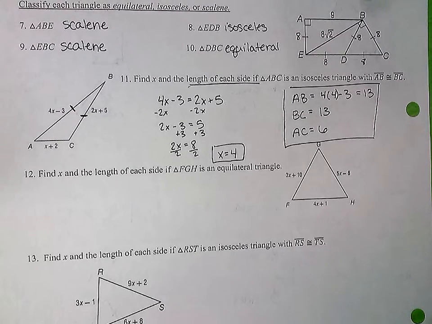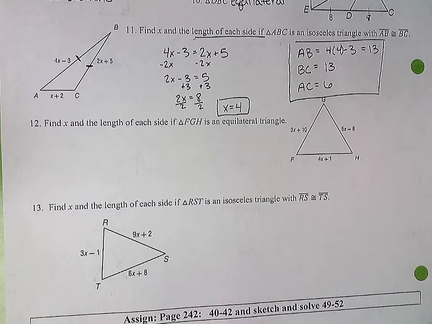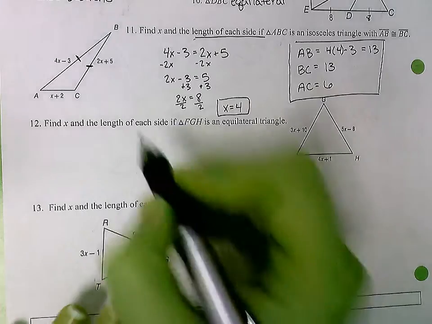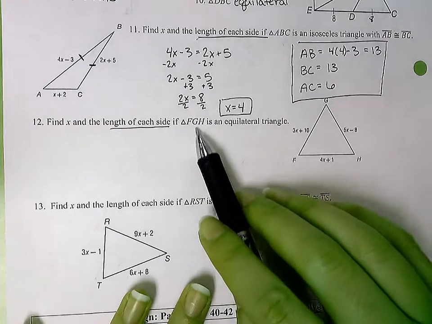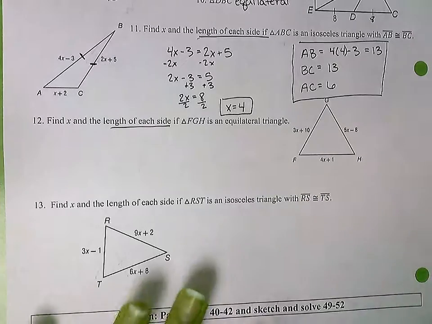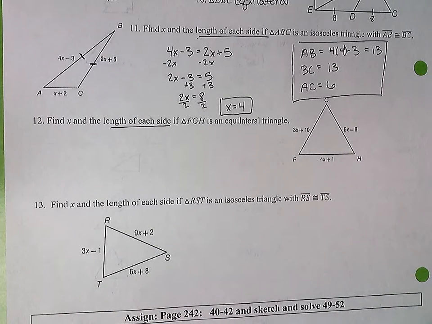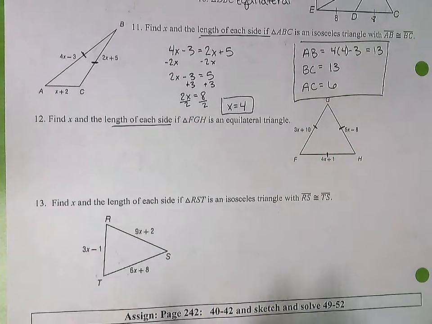Okay, looking at 12. We're going to do the same type of process here. So we want to find x and the length of each side. Don't forget you're reading those directions, and you want to find the length of each side as well. Now they're giving us that this triangle FGH is equilateral, meaning all the sides are equal, right? So I can label that with those dash marks.